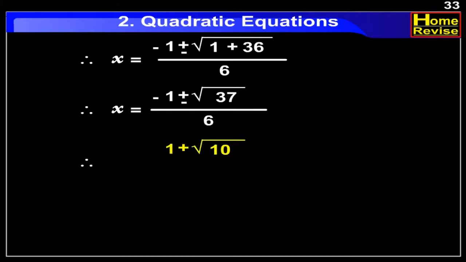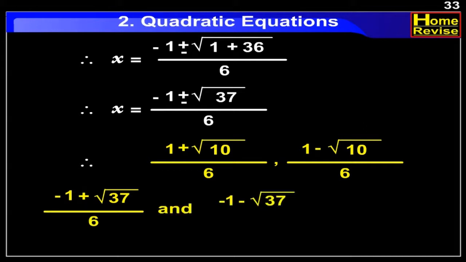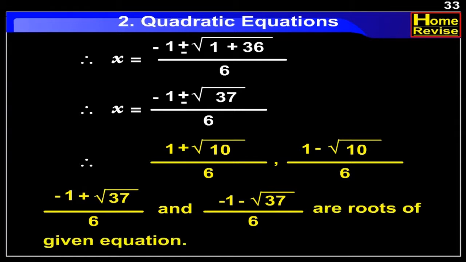Therefore, (1 + √10)/6, (1 − √10)/6, (−1 + √37)/6, and (−1 − √37)/6 are the roots of the given equation.